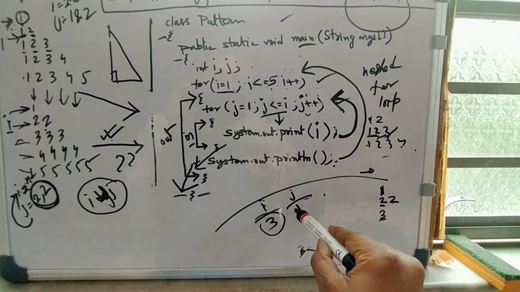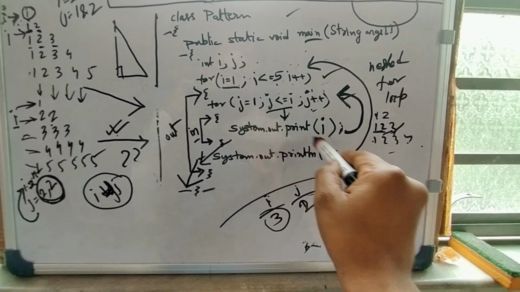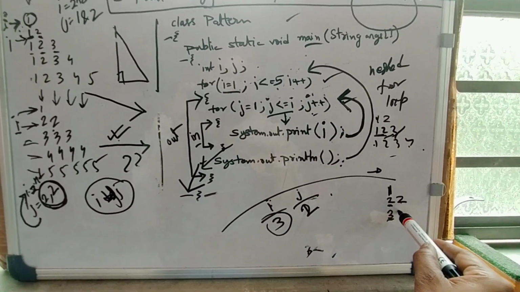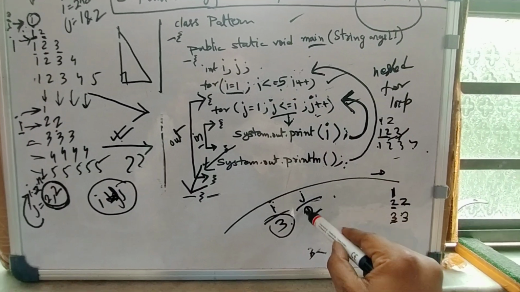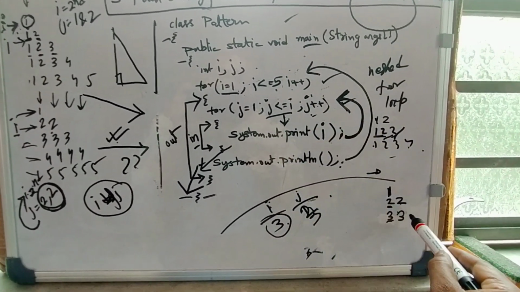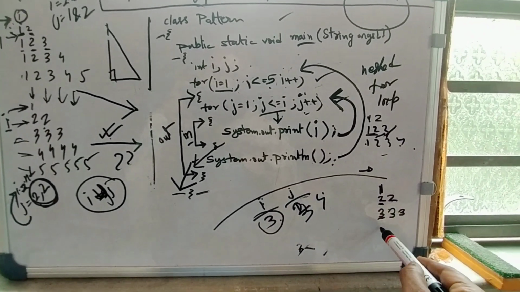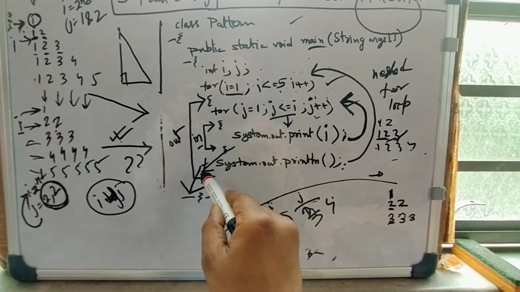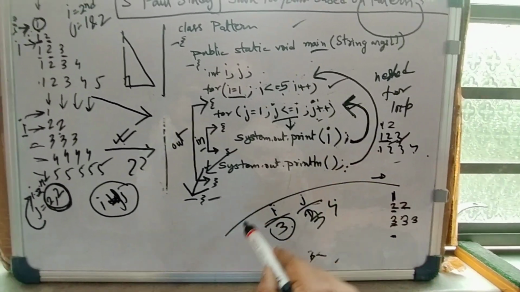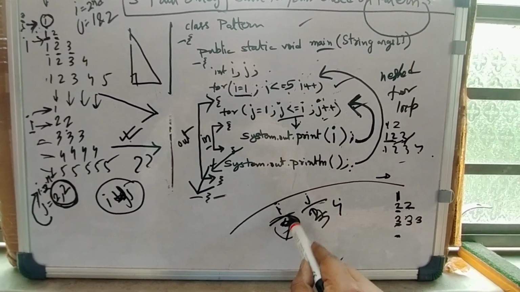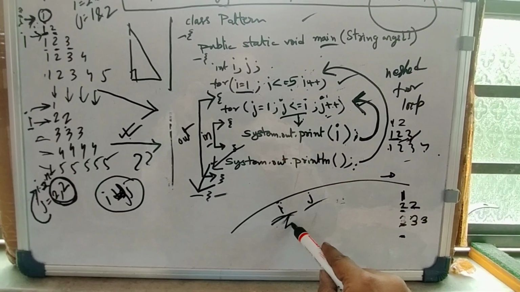Again j is increased by 1, that is 2. 2 checks with i, comes down, prints the value of i, again 3. Again it increases, then again 3. Once j becomes 4, it goes out of this loop and goes to the next line. Now the value of i is 4.